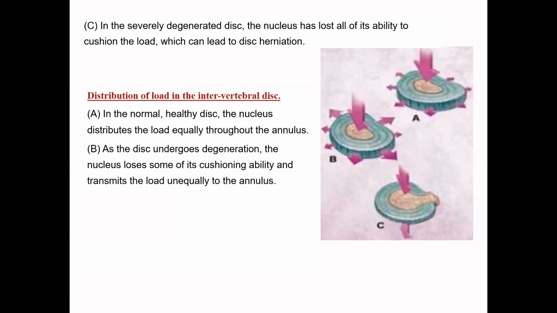Distribution of loads in the intervertebral disc. Here you can see the picture. The first one is A. In the normal healthy disc, the nucleus distributes the load equally throughout the annulus. B. As the disc undergoes degeneration, the nucleus loses some of its cushioning ability and transmits the load unequally to the annulus.